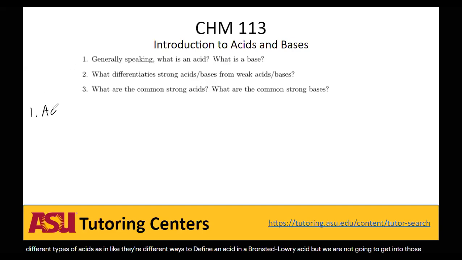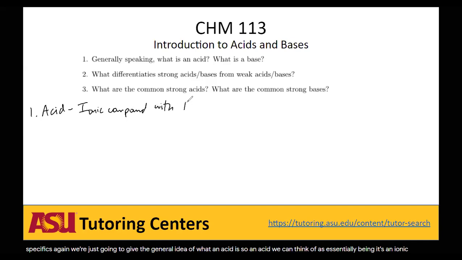So an acid, we can think of as essentially being an ionic compound that forms hydrogen ions in aqueous solution. So essentially it's an ionic compound with a hydrogen cation. So if your cation is hydrogen, essentially you're an acid. That's the very general way of thinking about what an acid is. Again, there's way more specific ways of thinking about it, but that'll be for the future.